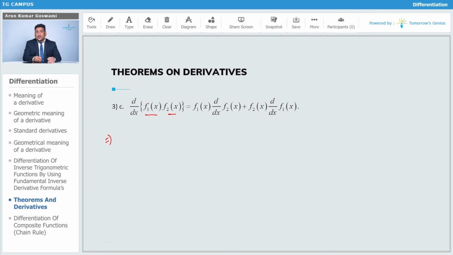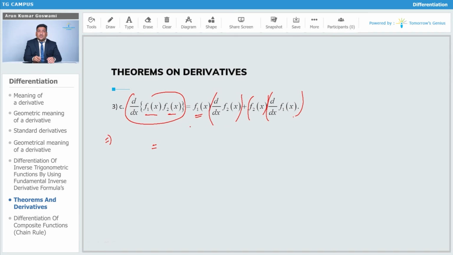First I will explain this part. Whenever we have a product of these two functions, we keep one function as it is and differentiate the other one the first time, and the second time we keep the second function as it is and differentiate the first. First function as it is, derivative of second function, and second function as it is, derivative of first function.